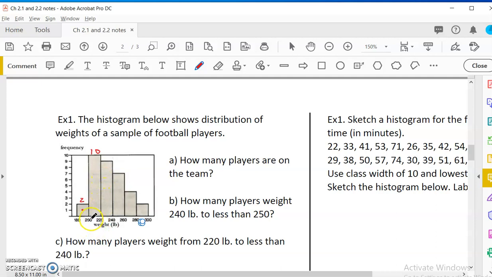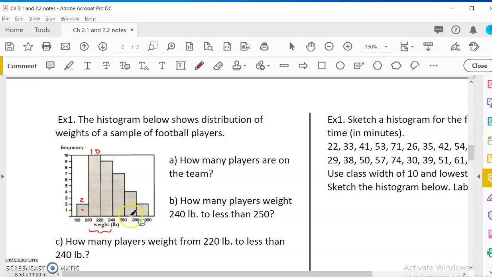I would say around the highest bar in this one, right? So it's around 200 to 240, right? So this is where the center is, and they distribute from 180 to what is it, 300. So it shows how they vary.